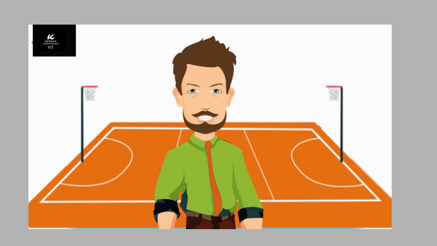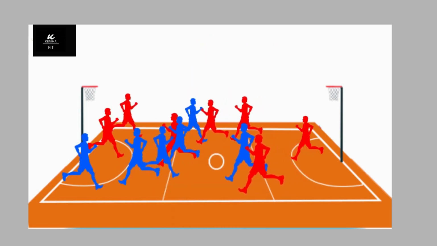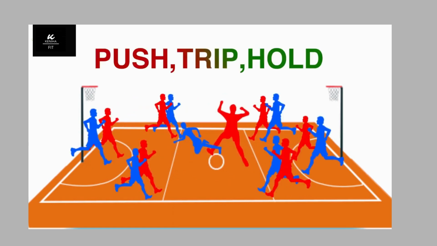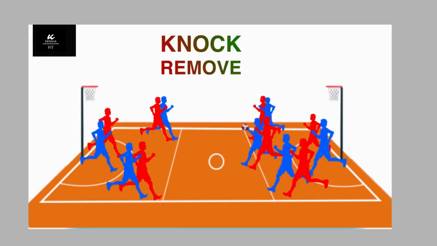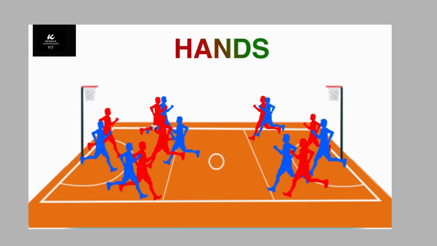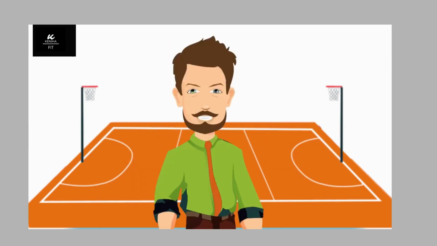This is because a player cannot move into the landing space of an opponent, position so closely to an opponent that contact is inevitable, push, trip, hold, or lean on an opponent resulting in physical contact, knock or remove the ball from the possession of an opponent while they're holding it in their hands, or push the ball into the hands of an opponent.